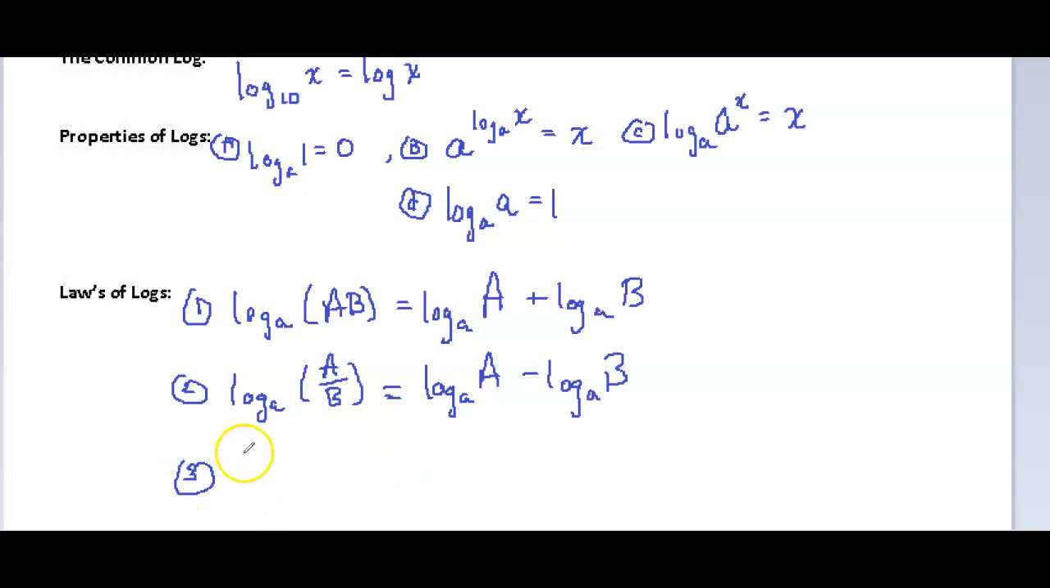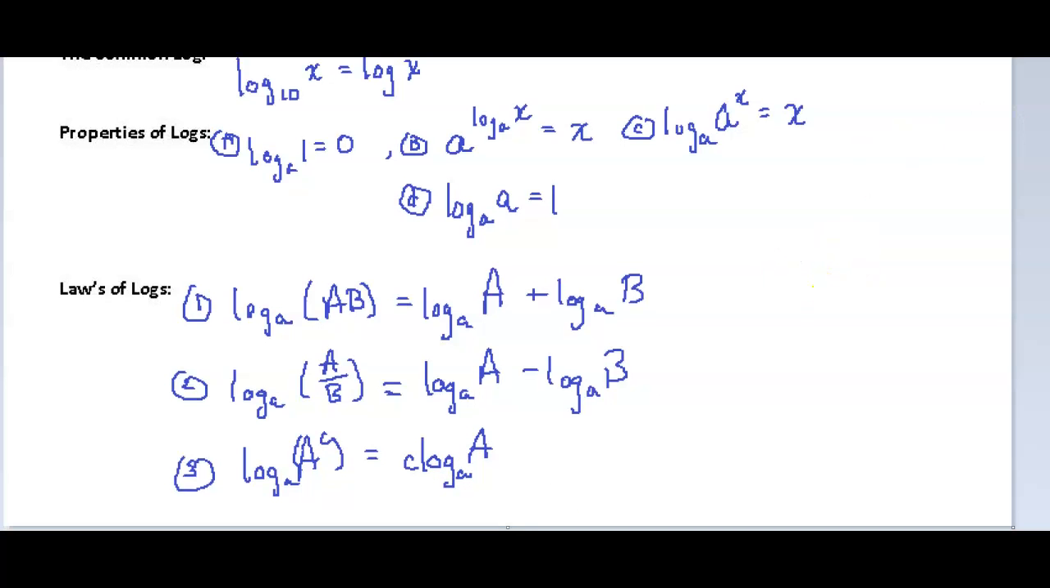The third law says if I have log base a of a to the power of c, I can change that by pulling the c out in front and turning that into a product of c times the log base a of a.